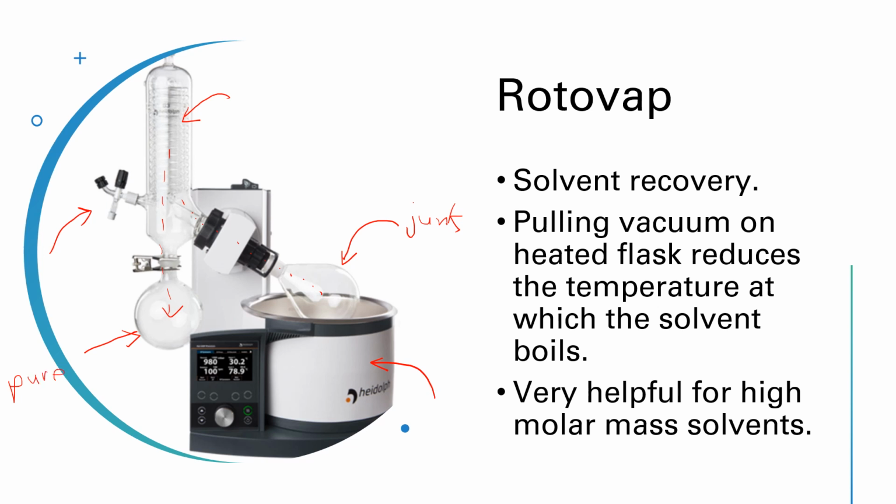And for high boiling solvents, it can be really hard to purify them by distillation because you have to get the solvent heated to such a high temperature. But if you can pull vacuum on it, you reduce the applied pressure, and so it'll boil at a lower temperature by those vapor pressure curves, and you're able to purify your high molar mass solvents this way.